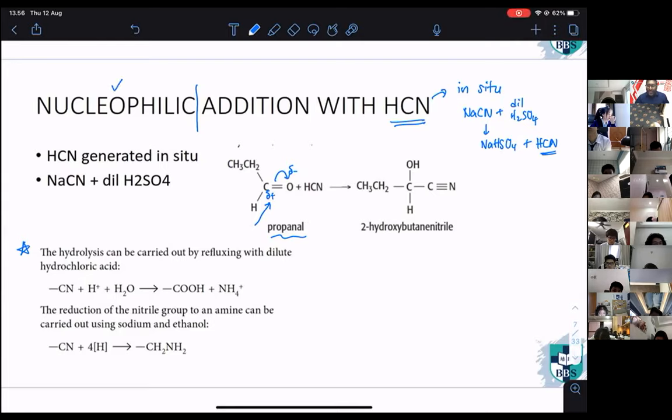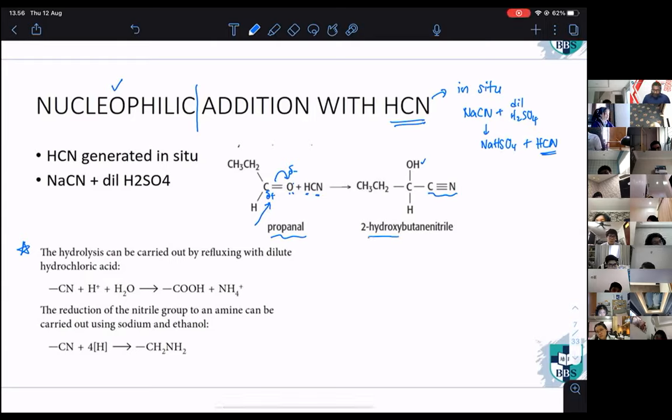For substitution, we substitute. But here, if you look at what is happening, the H will come to the O. It is not substituting, it is being added. The CN is coming over here and being added as something new. So that is why it's not substitution. It's adding. So this is going to be a nucleophilic addition reaction.